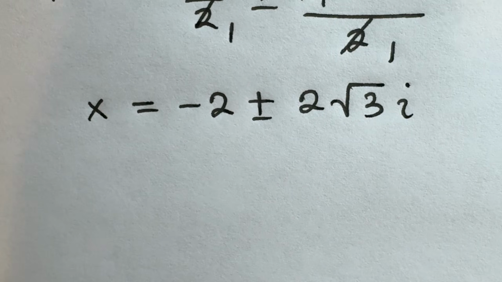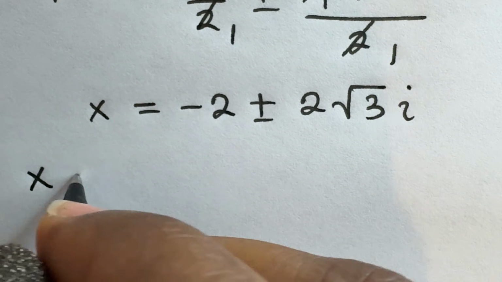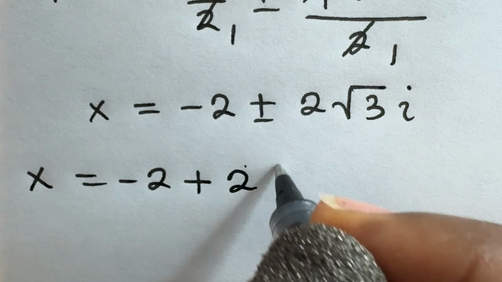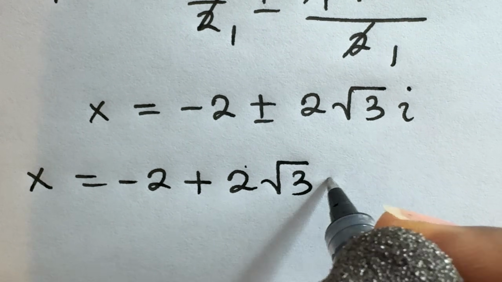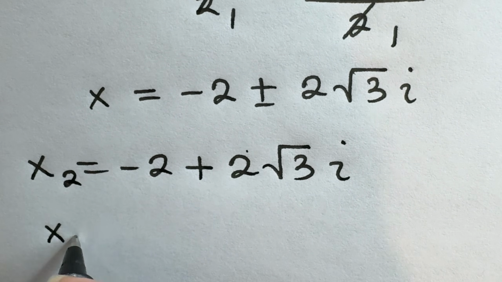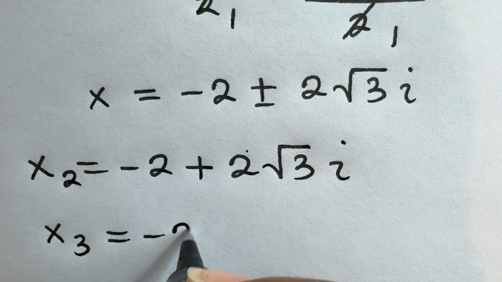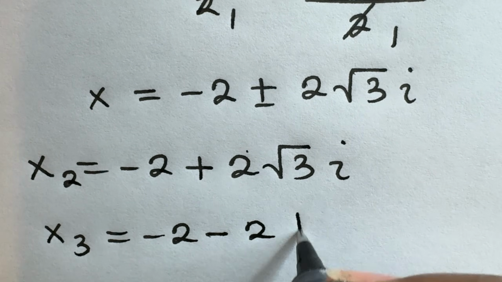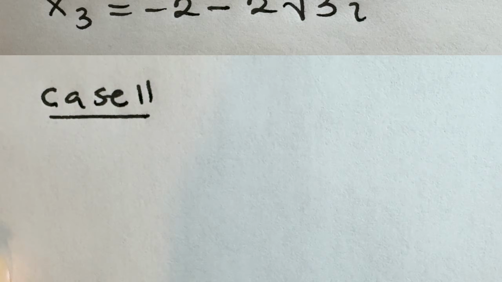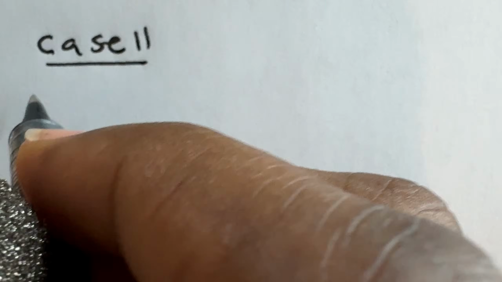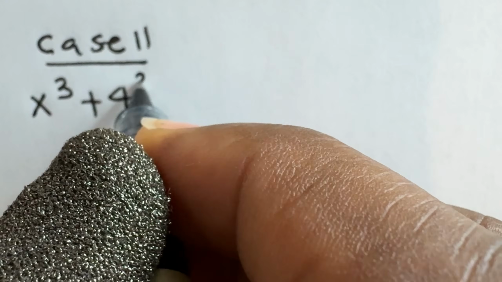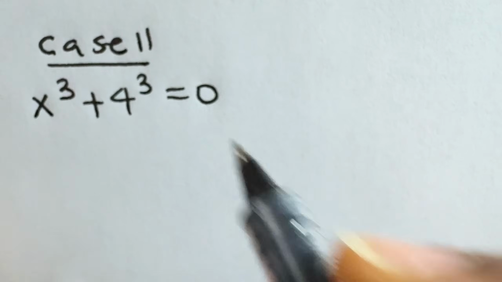into two individual answers. x is now going to be minus 2 plus 2 root 3i. We'll call this x2, and then we get x3 as minus 2 minus 2 root 3i. So we already have 3. Now for case 2, x raised to power 3 plus 4 raised to power 3 is equal to 0.